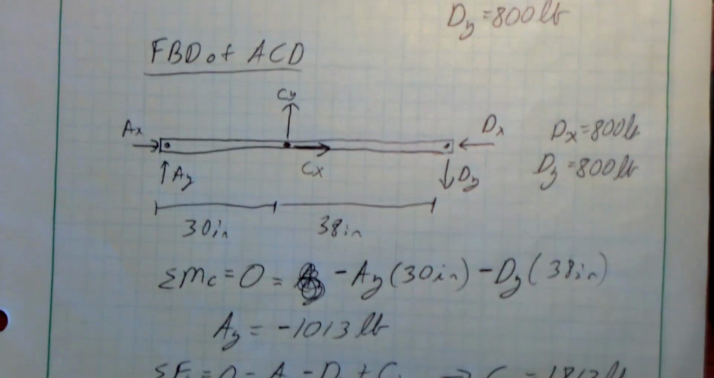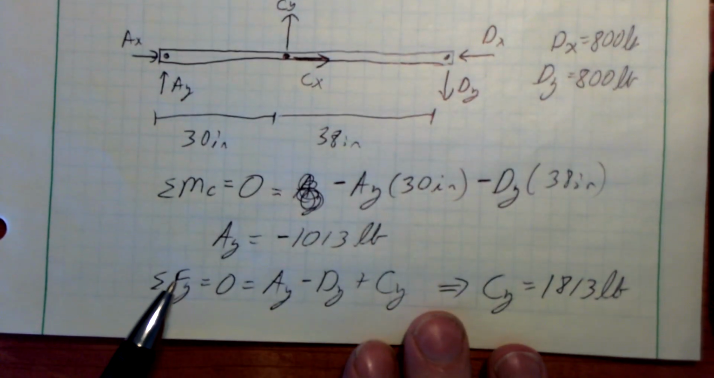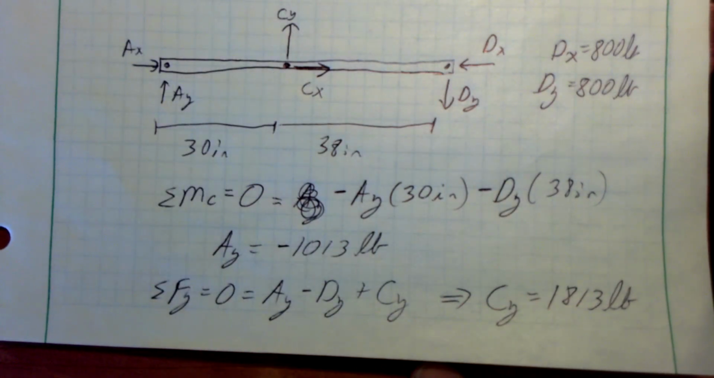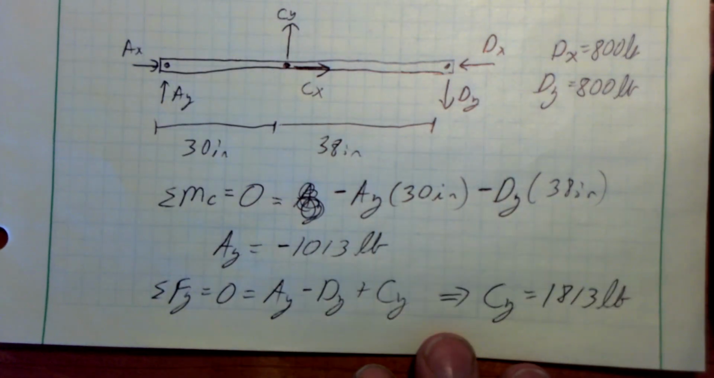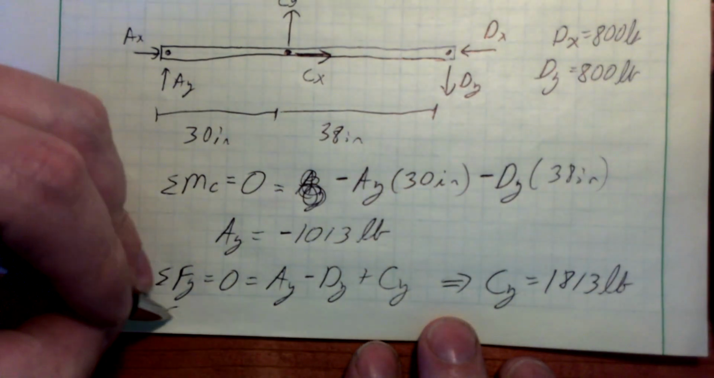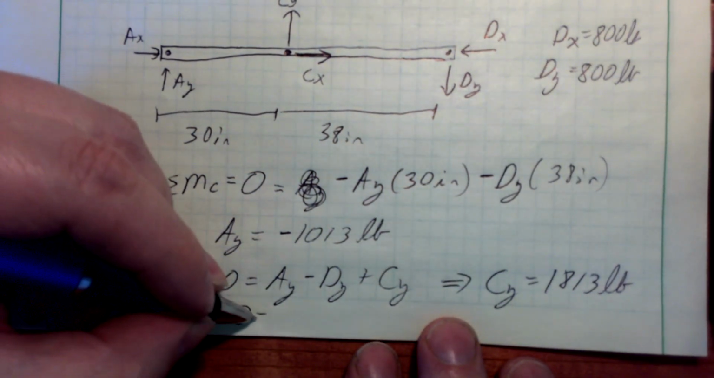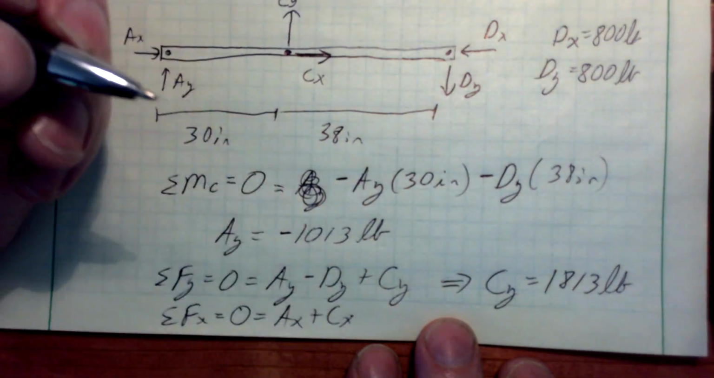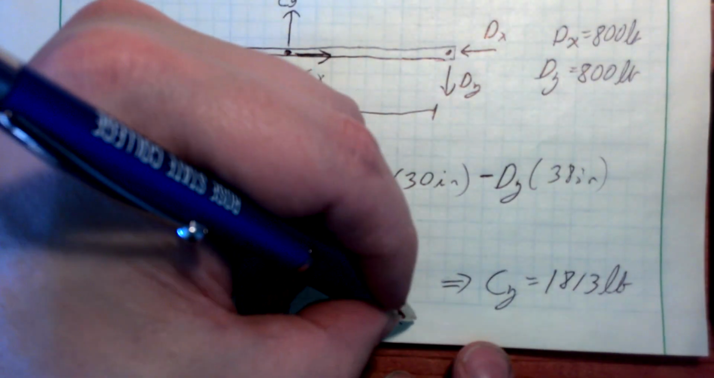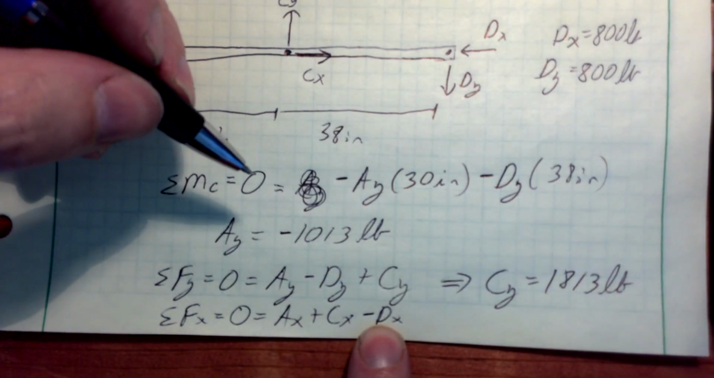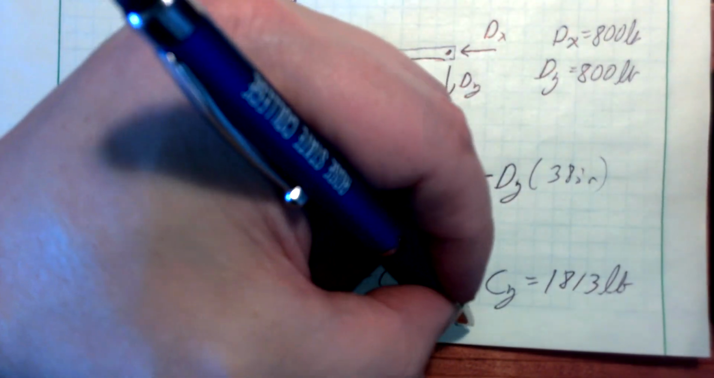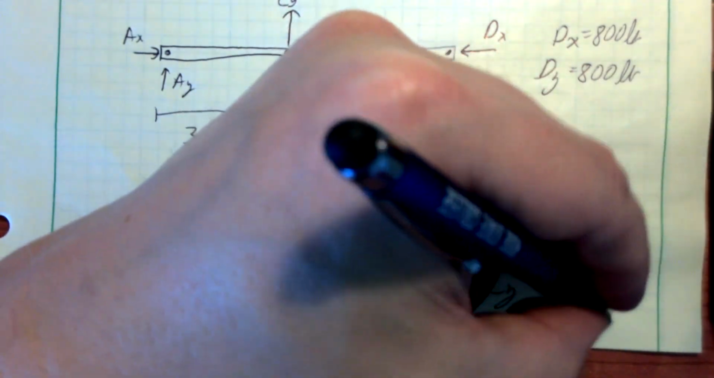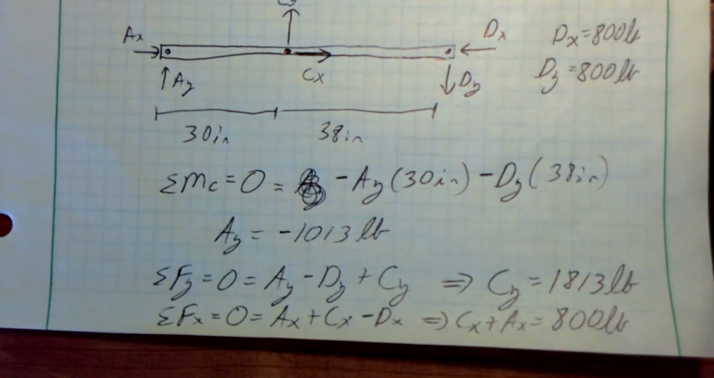Now, I can't find these x values though, because I can only write one more equation. What I can do is put AX in terms of CX. Maybe that's not the worst thing to do. Sum of forces in the x direction equal to 0. I could say ax plus cx minus dx, all equal to 0. So what that means is that cx plus ax are going to have to add up to be 800 pounds, the value of dx.